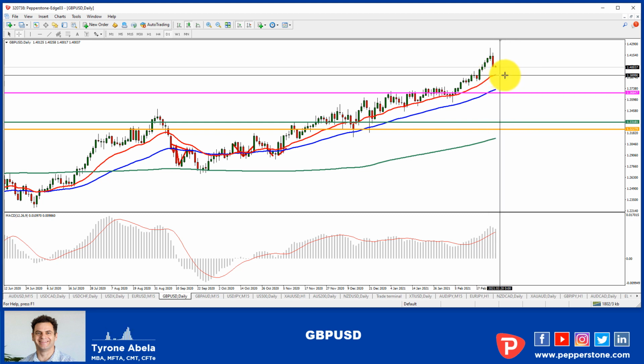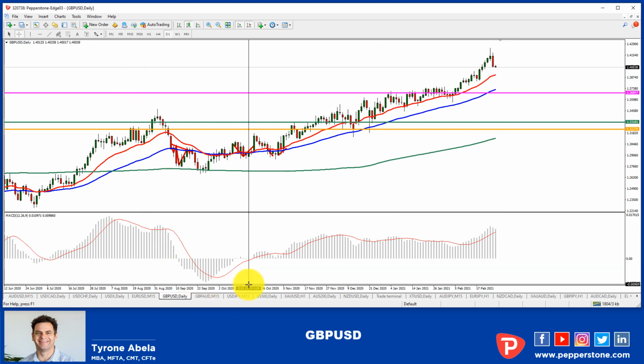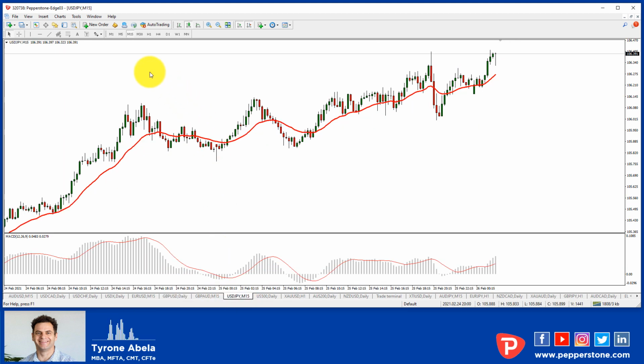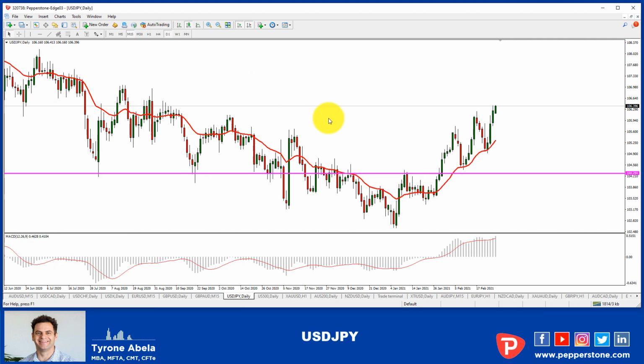All right, the US dollar yen is the one we'll look at next. We'll go to a daily straight up. This has just been a perfect example of technical perfection. You can see it's been testing the 20 moving average all the way up. I know a lot of people in the group have got this trade.